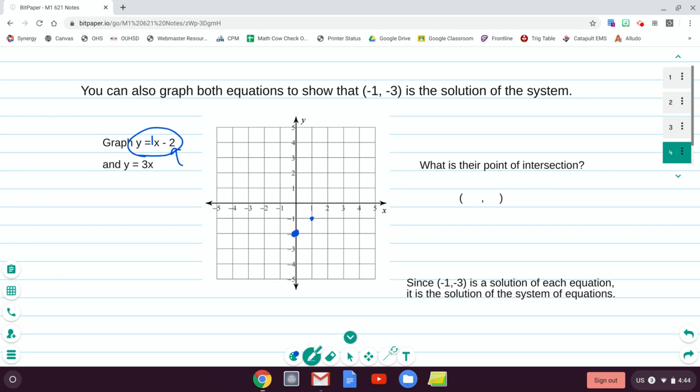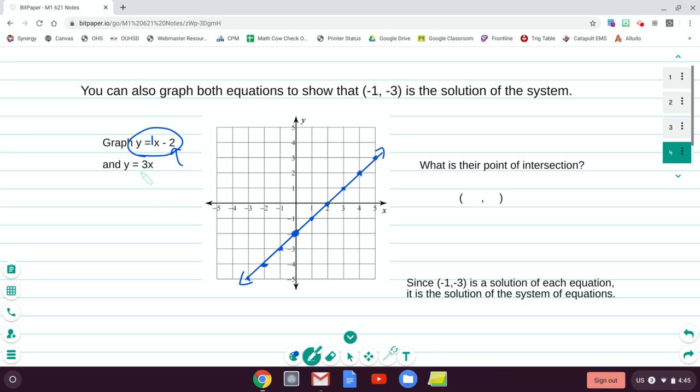Up 1 over 1, up 1 over 1, up 1 over 1, up 1 over 1. And I'm going to continue it in both directions all the way to the edge of the graph. And then I will use a straight edge or a ruler to draw a nice straight line. Put my arrows at the end. Done. Okay, so that's the first line.